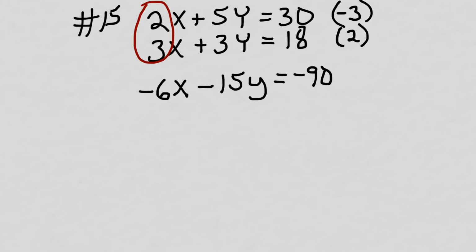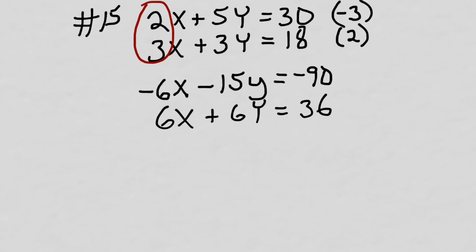Negative 3 times 2x gives me negative 6x. Negative 3 times 5y gives me negative 15y. Negative 3 times 30 gives me negative 90. All right. I'm basically just going to double the second line. I end up with 6x, double the 3x, plus 12y, double the 6y, equals 60.